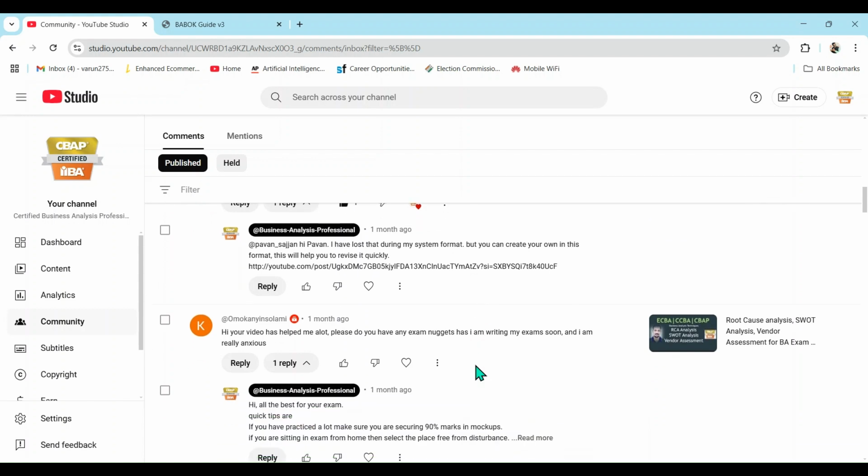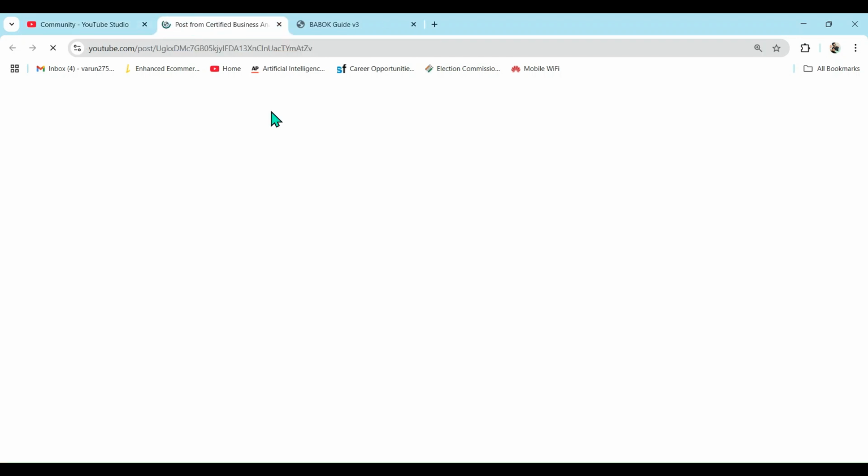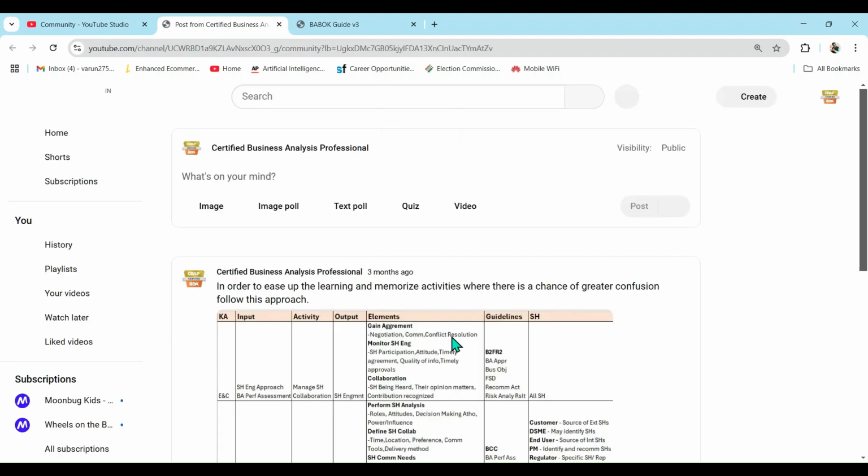Then we have: hello sir, can you please share the table which you have created? It will be very helpful. So here you can see the format of the table I have already provided in one of my posts, and I hope you can see this post.